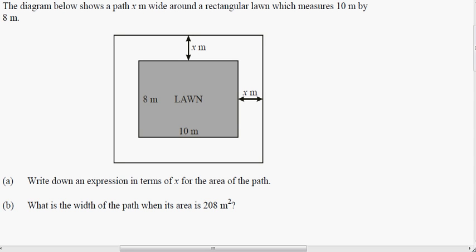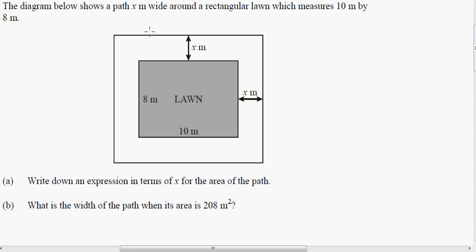All right, so let's look at this problem. The diagram below shows a path x meters wide around a rectangular garden which measures 10 by 8 meters. Write down an expression in terms of x for the area of the path. Now, this is a little tricky.